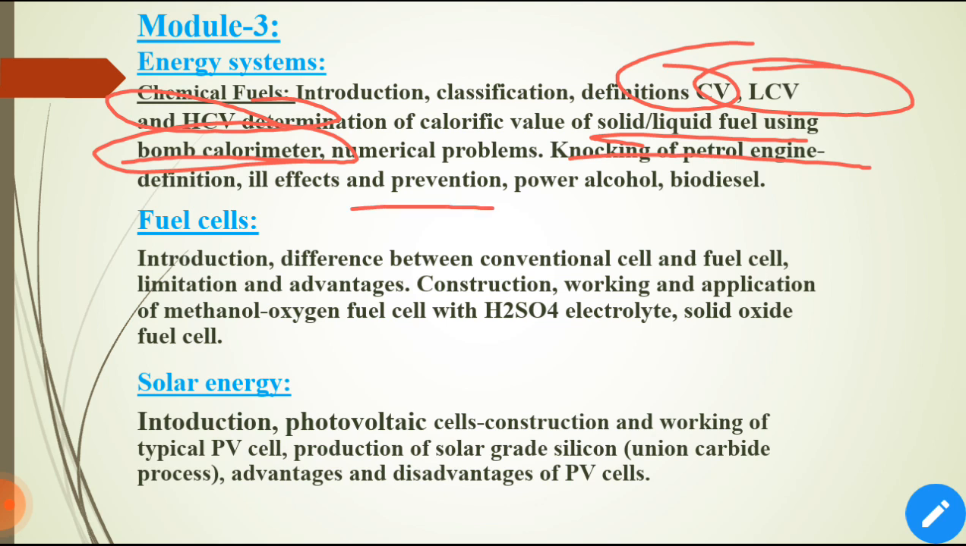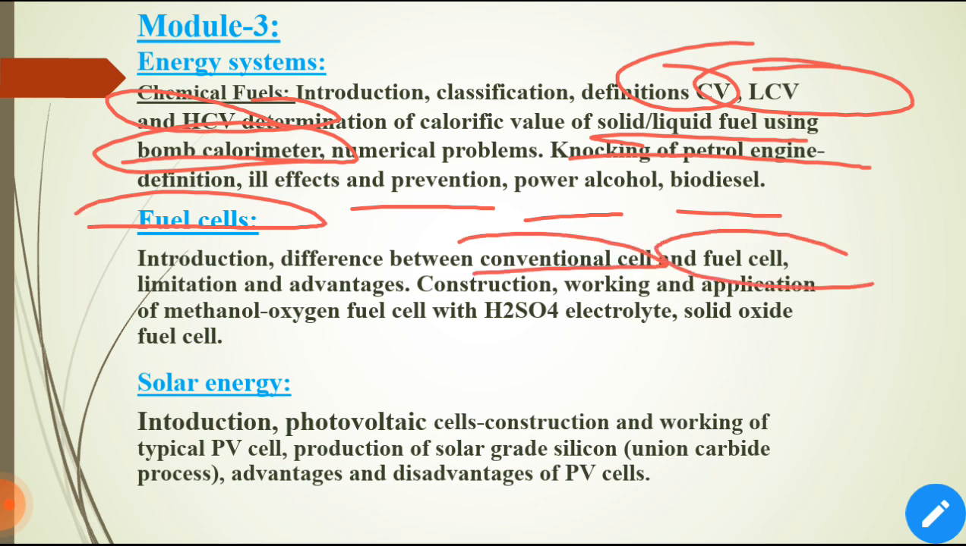Next, power alcohol and biodiesel. Next, fuel cells. In this we have to study the difference between the conventional cell and the fuel cell. A conventional cell is nothing but a battery. Next, we have to study the construction, working and applications of the methanol-oxygen fuel cell using H2SO4 as an electrolyte, and the solid oxide fuel cell.